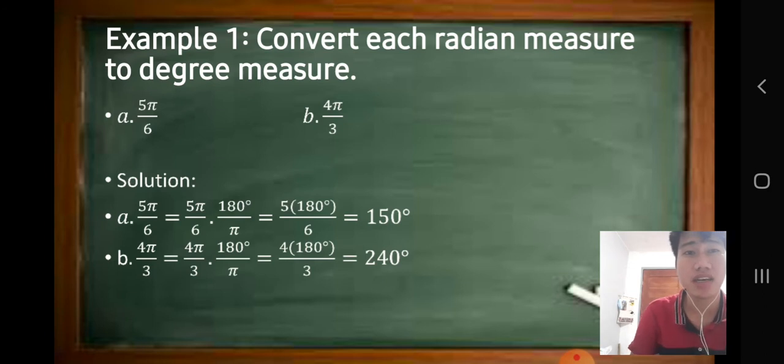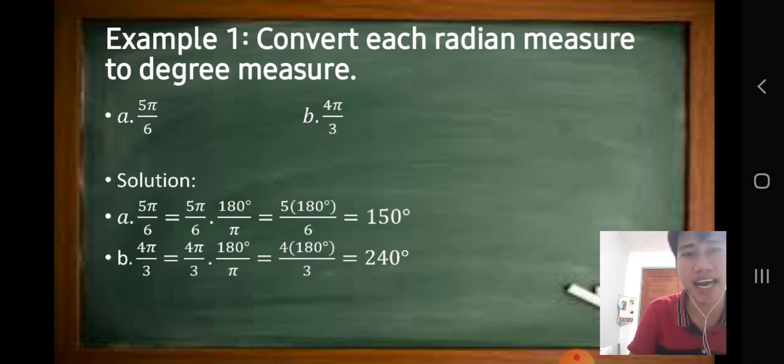For example, convert each radian measure to degree measure. A is 5 pi over 6 and B is 4 pi over 3. First, we convert radian to degree. 5 pi over 6 times 180 degrees over pi. Cancel the pi, so the result becomes 5 times 180 degrees over 6, which is equivalent to 150 degrees. Therefore, 5 pi over 6 is equal to 150 degrees.